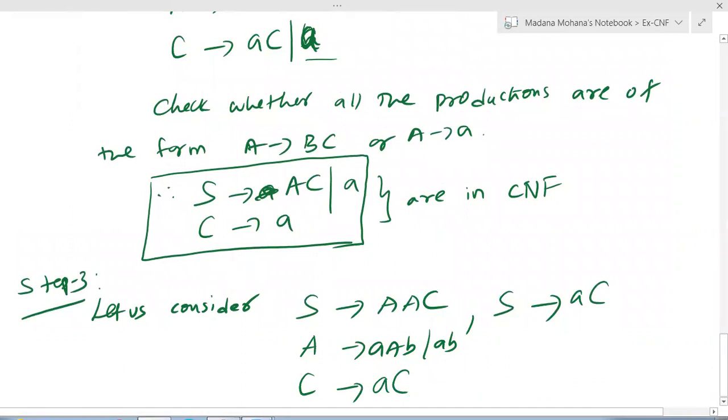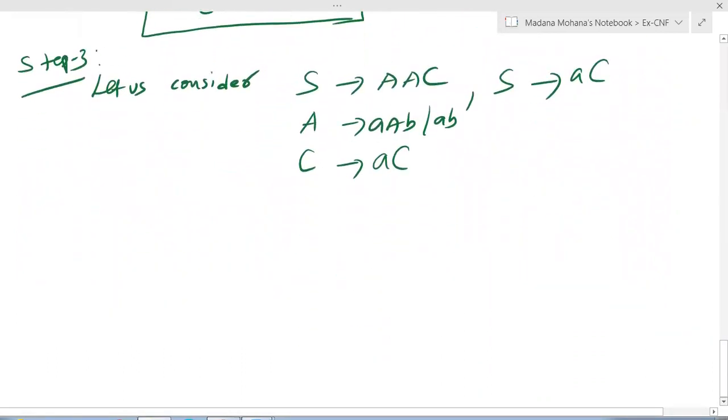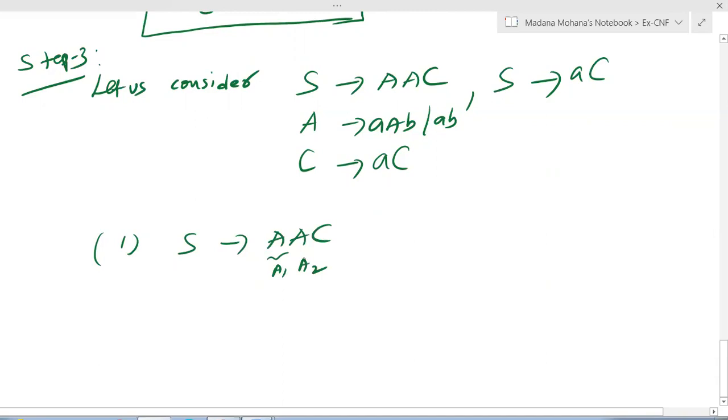Now you can apply step 3 for all these productions. Now let us take one by one. S derives AAC. See, it is in the form of A1, A2, A3. Here you can see n is greater than or equal to 3. Here on the right hand side we have 3 variables.